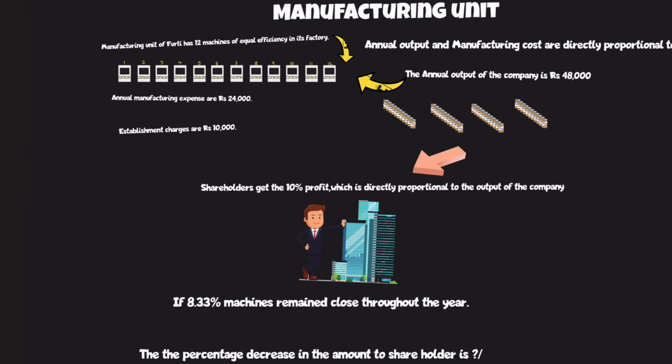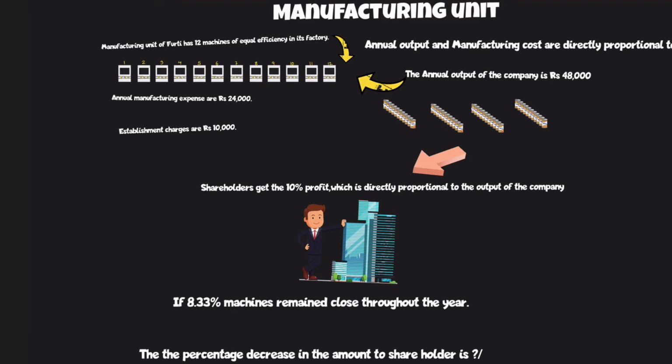We start with the manufacturing unit of Furti. What is being said here? The manufacturing unit of Furti has a total of 12 machines of equal efficiency in the factory. So the manufacturing unit has 12 machines, numbered from 1 to 12, and all 12 are of equal efficiency, which means they are equally efficient. If one produces 10 products in, say, 1 hour, another will also produce 10 Furti in 1 hour. So they are equally efficient.